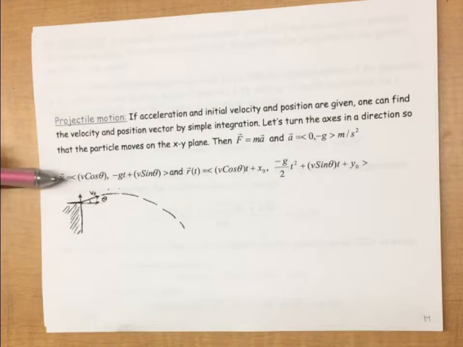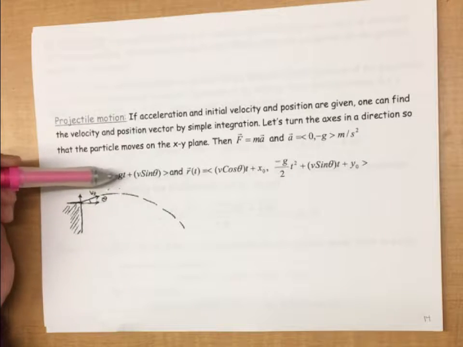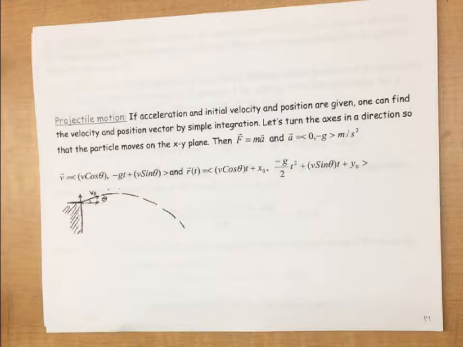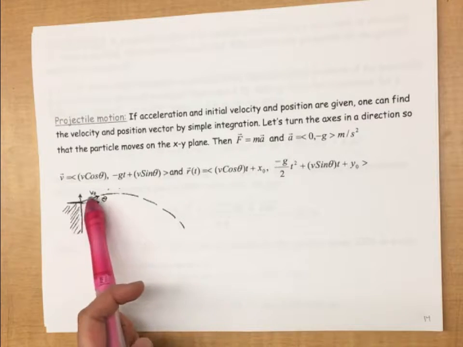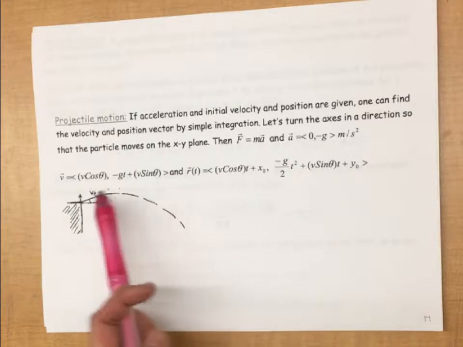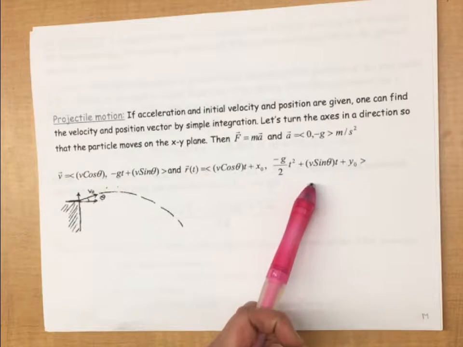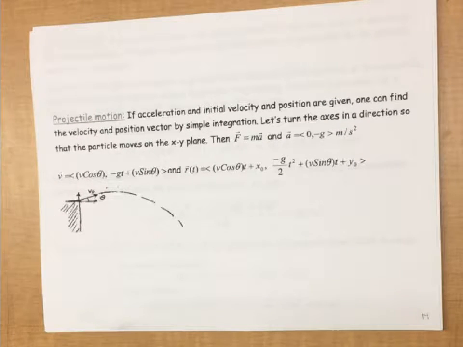And so we have velocity, which is (v cosine theta, negative gt plus v sine theta). And then if we take the integral of that, then we are given an extra t and then plus x naught. And then over here, it's negative g over 2 t squared plus v sine theta t plus y naught.